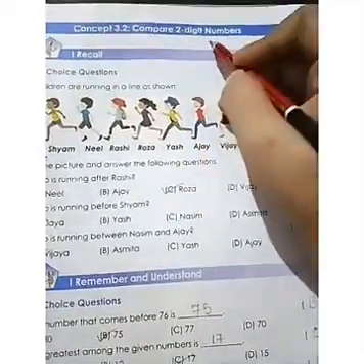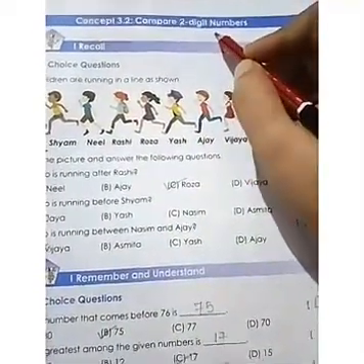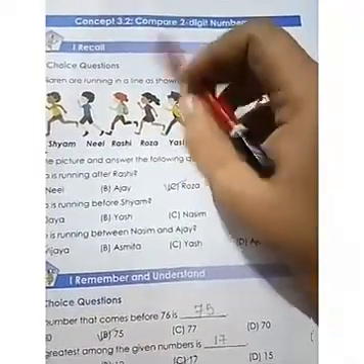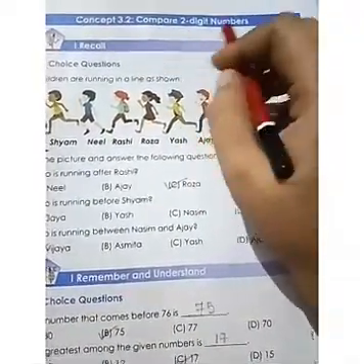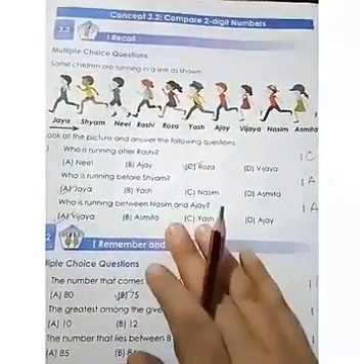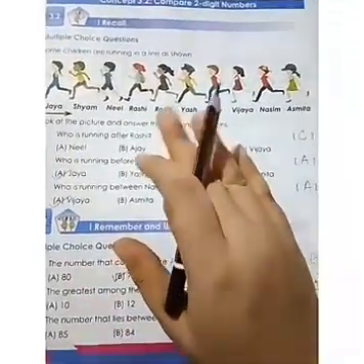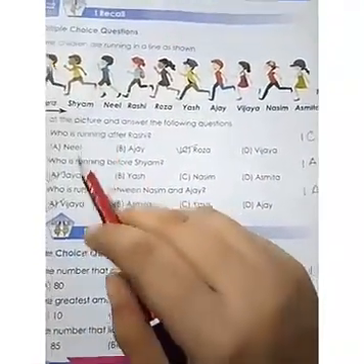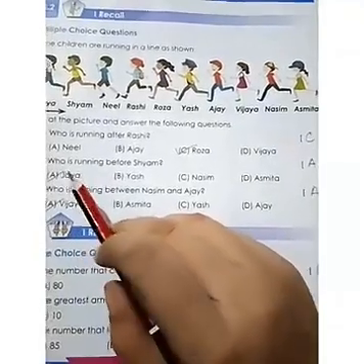Now the next questions are all about comparing 2-digit numbers. So we have to compare the 2-digit numbers. The main objective for this concept 3.2 of this workbook is comparing 2-digit numbers. Now the questions are all given about position. The first question is given as position, and the 3 words which define the position are before, after and between.